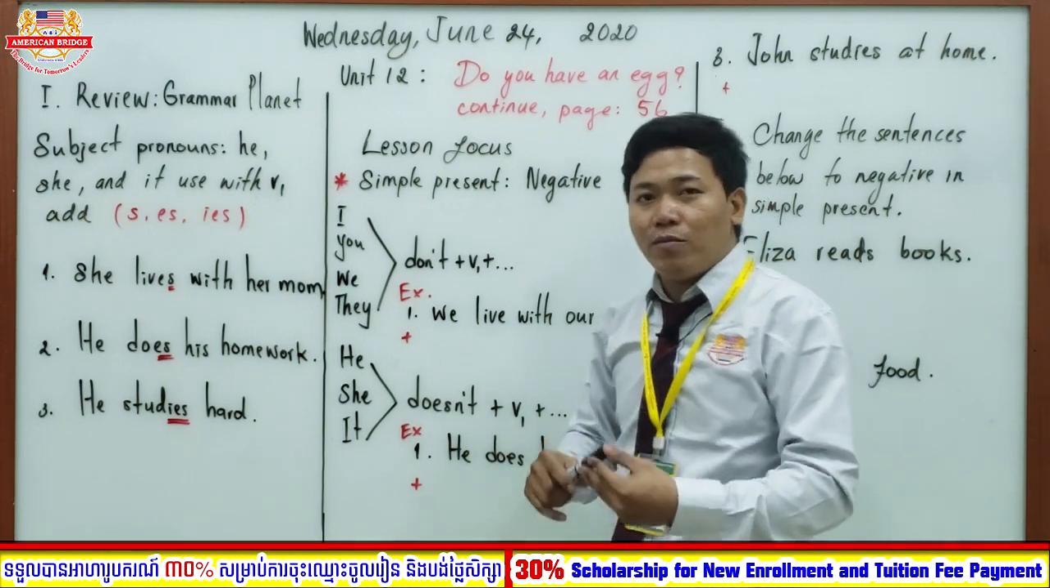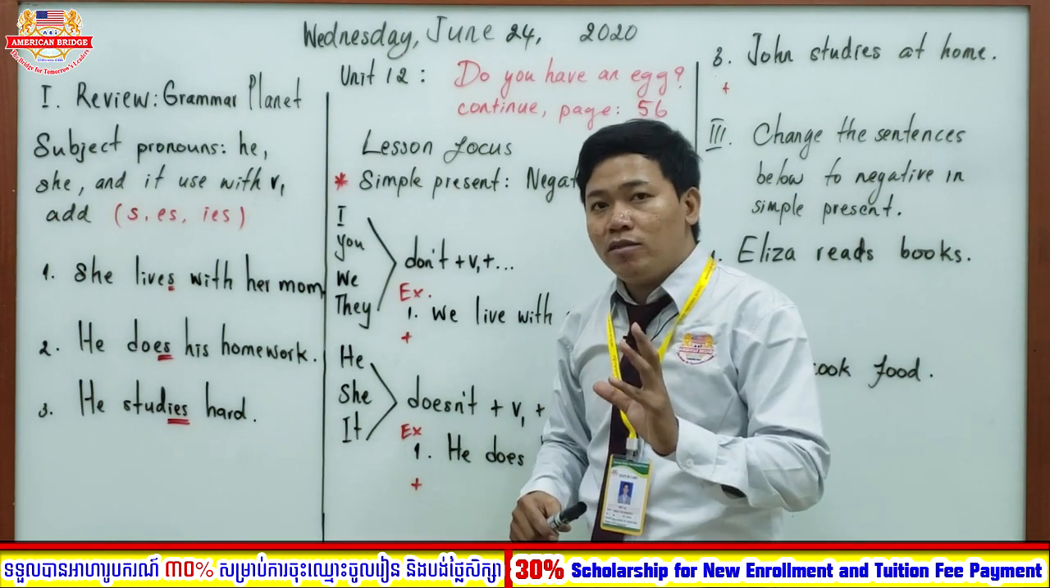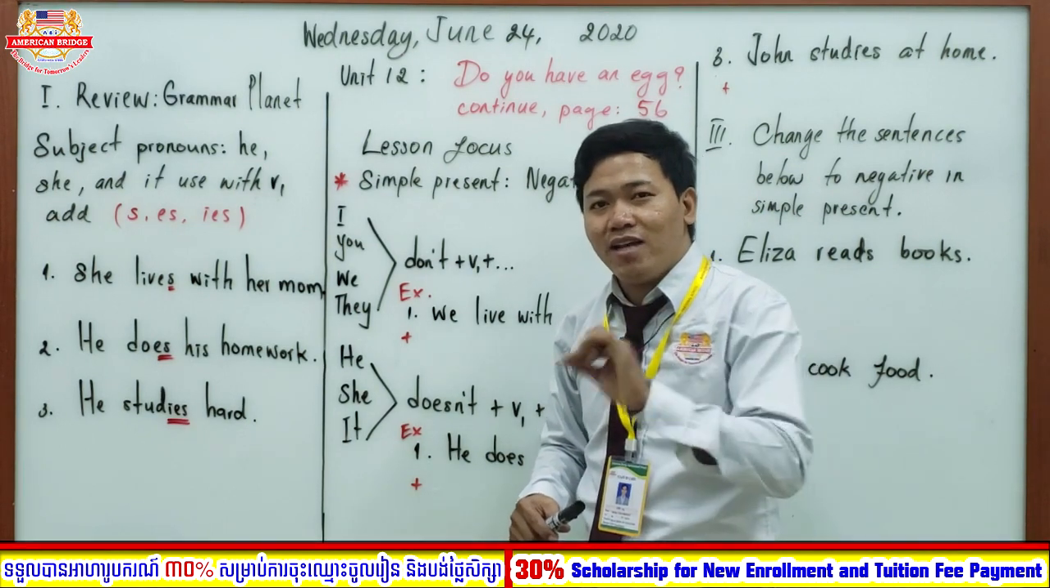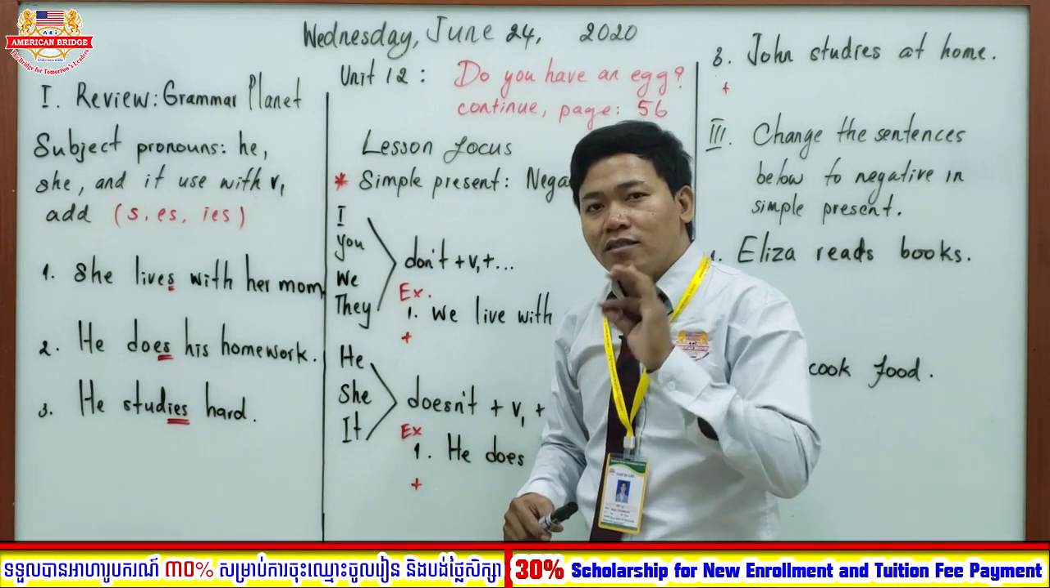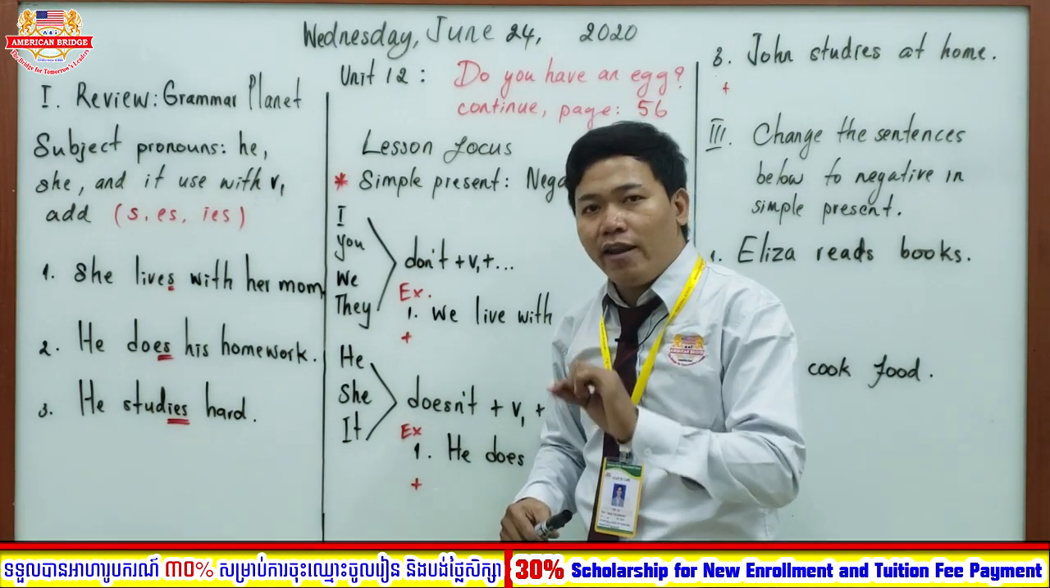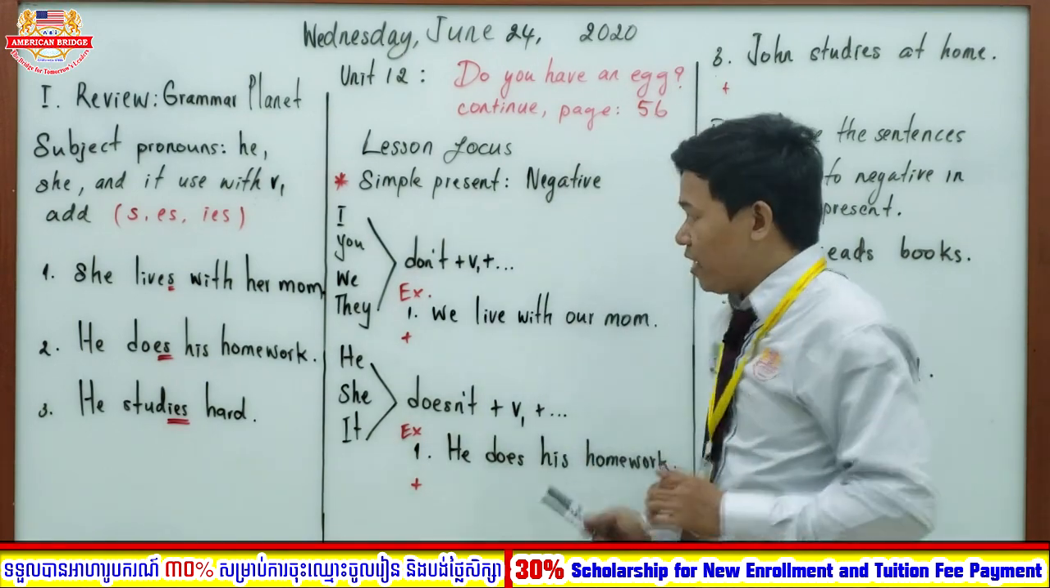Now I want to review the form of affirmative again. Subject pronouns I, you, we, they, plus verb 1. He, she, it, plus verb 1, add s, es, or ies. Okay, read the form together.